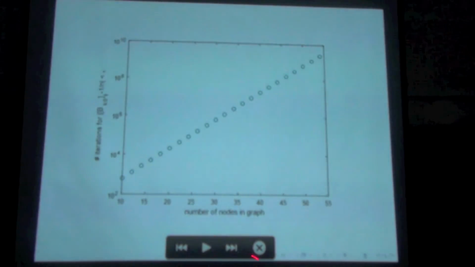And the result is the following. Number of nodes versus number of iterations that you require to be epsilon close to the optimal solution. This grows exponentially with the number of nodes, which means that for this graph, the bound is e to the n, not n to the n. It's a little bit better, but just a little bit, right?